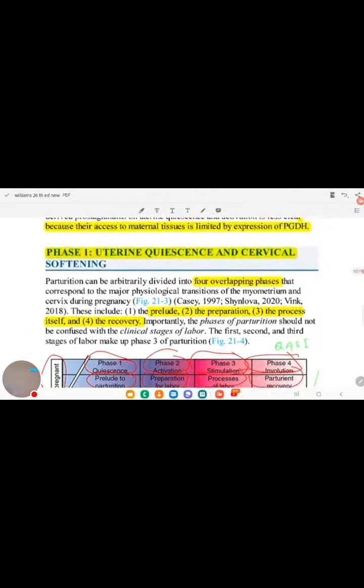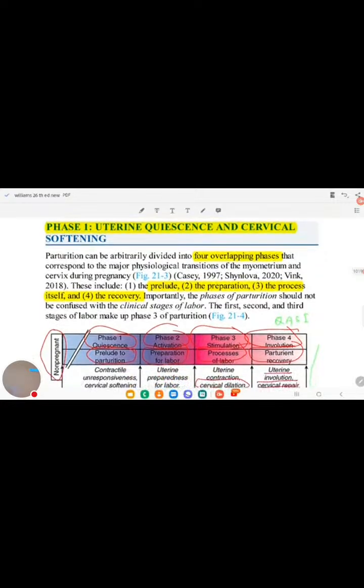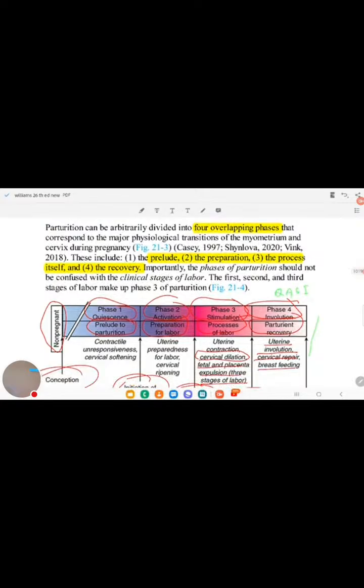In phase 1, what is phase 1? Uterine quiescence and cervical softening. Parturition can actually be divided into 4 overlapping phases that correspond to major physiological transitions of the myometrium and cervix during pregnancy. First the prelude phase, then the preparation phase, the process itself, and the recovery phase.